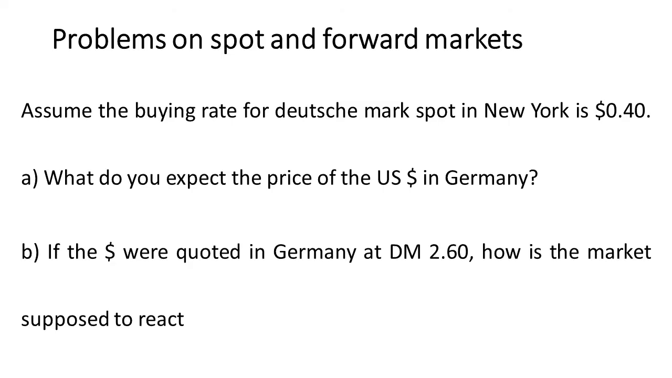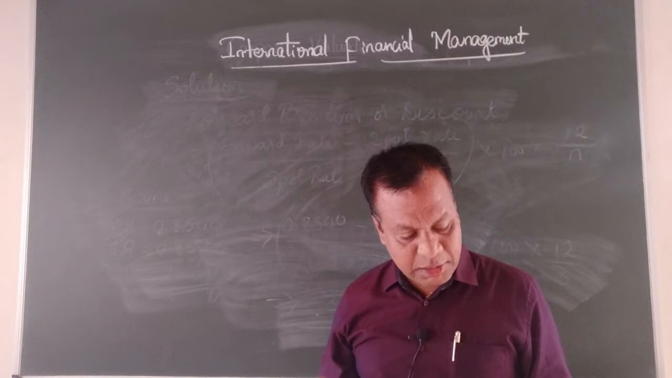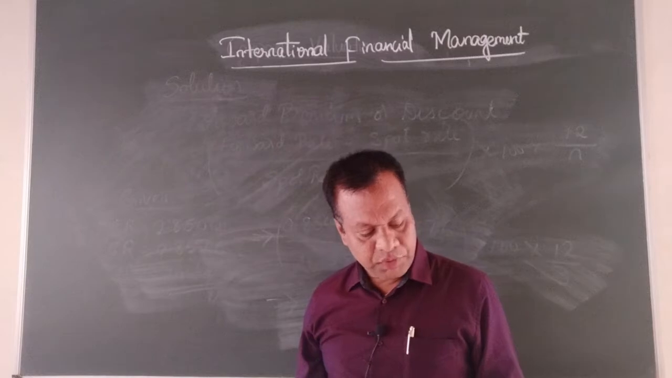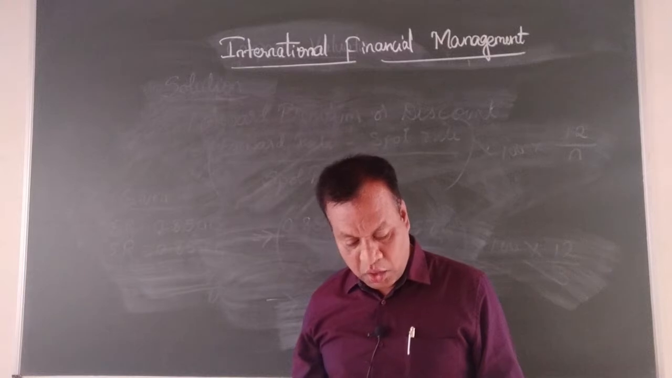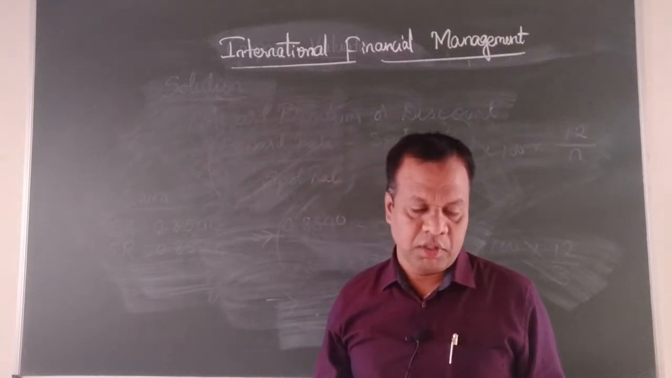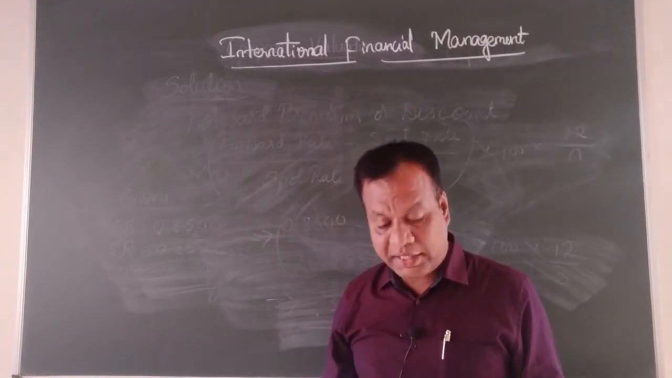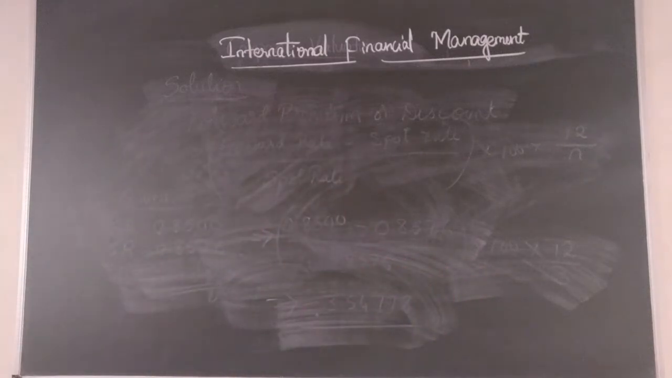Just read out the problem. Assume the buying rate of Deutsche Mark spot in New York is $0.40. The question they asked is, what do you expect the price of the US dollar in Germany if the dollar were quoted in Germany at DM 2.60? How is the market supposed to react? So a simple question. The spot rate of dollar in New York is 0.40 per Deutsche Mark. So what information do they have?